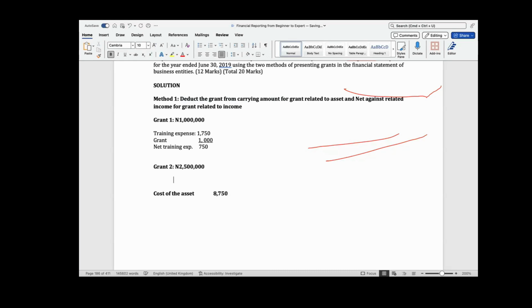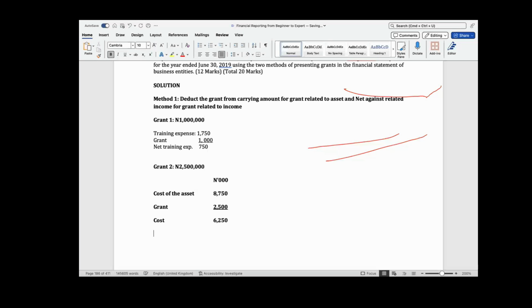So you deduct the grant, which is 2.5 million. So what's the balance? What's the cost now? 6,250. 6,250. Okay, so it is this 6,250 that we are going to work with for our depreciation.